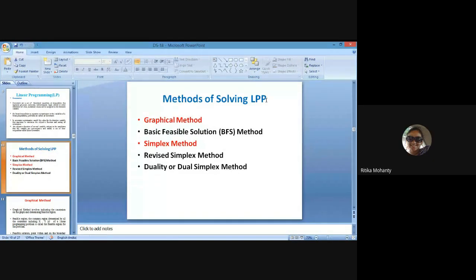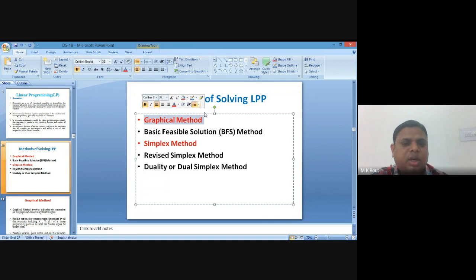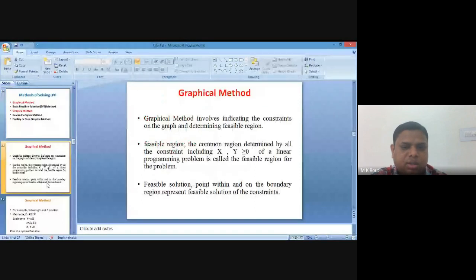Okay, sir. So here the first method is the graphical method. The second one is the basic feasible solution method. The third one is the simplex method. The fourth one is the revised simplex method. And the last one is the dual simplex method. So in your course, only two methods are included. The first one is the graphical method and the second one is the simplex method. Clear? So just note down these two methods. We will discuss the first one, the graphical method.